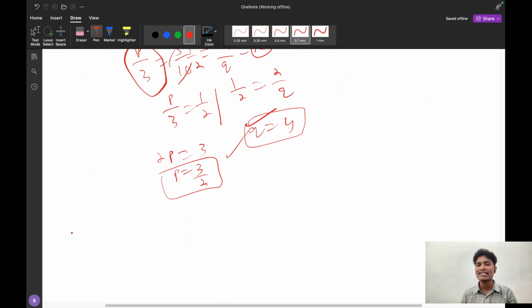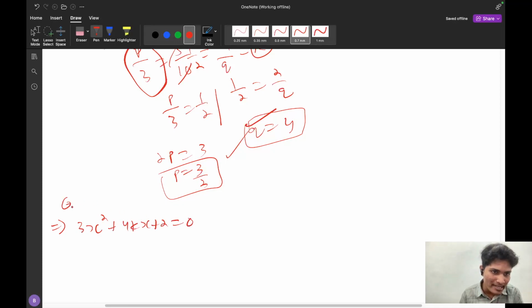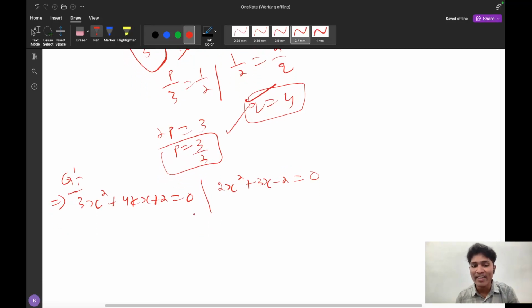Now here I discussed that the two roots are common. What if only a single root is common? Take 3x square plus 4kx plus 2 equal to 0. Another question, guys. Another equation is 2x square plus 3x minus 2. These two equations have exactly one root common, and that root can be anything. We can take it as alpha, which satisfies both equations. Now we have to find the value of k.